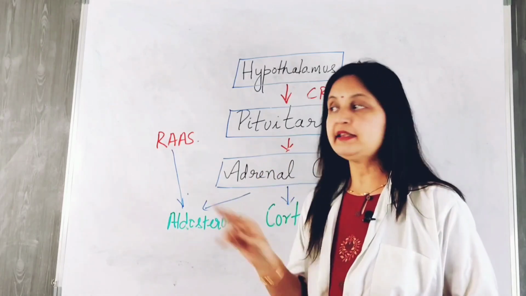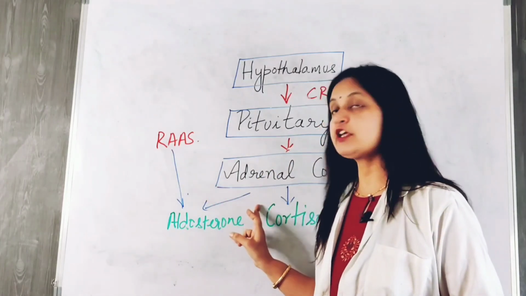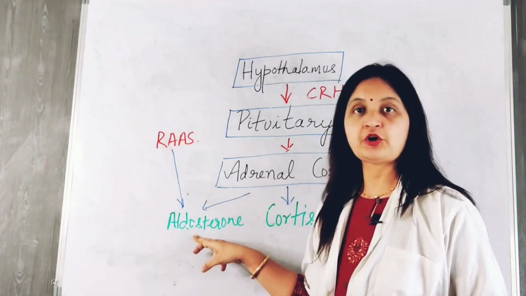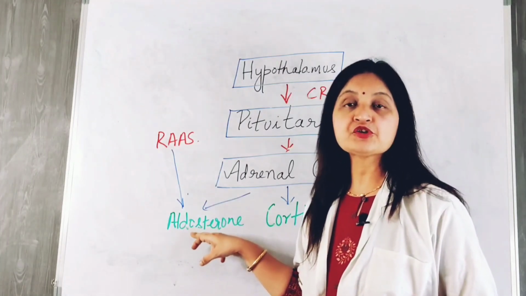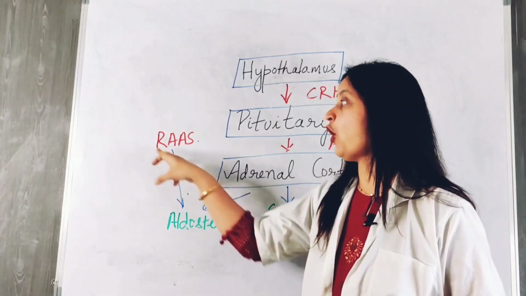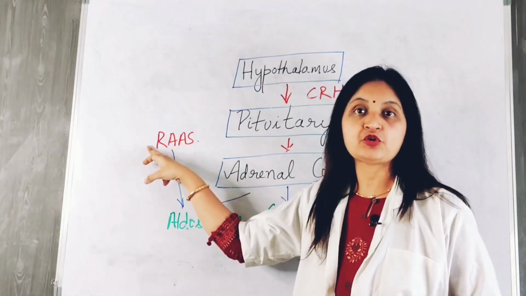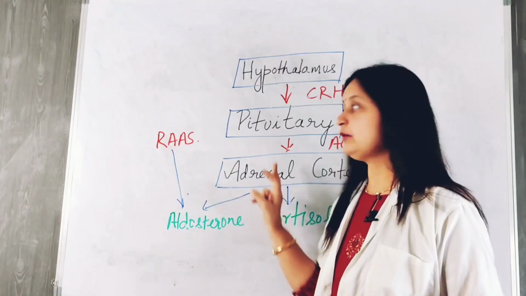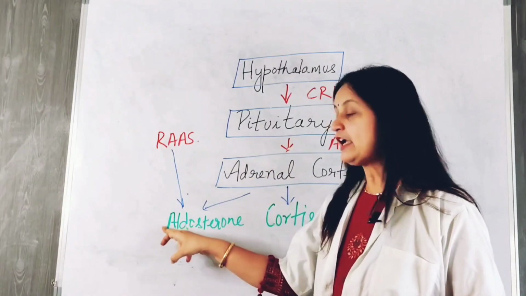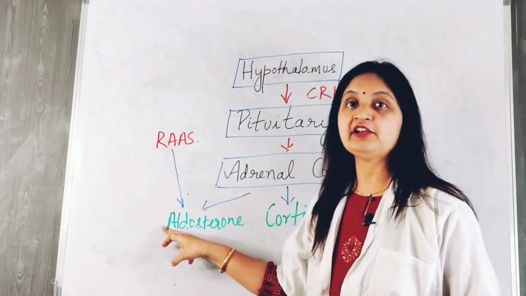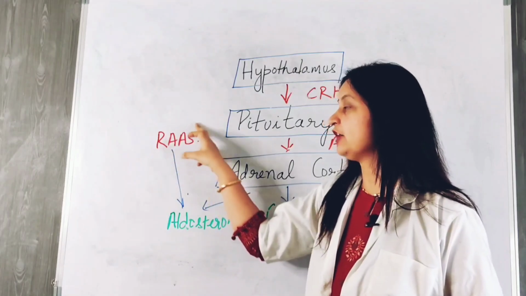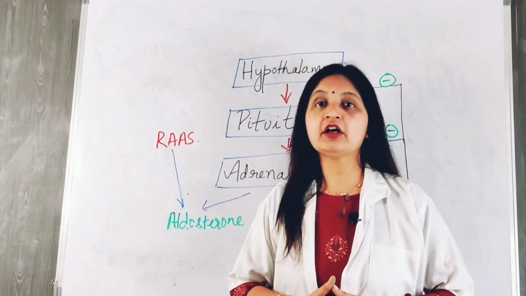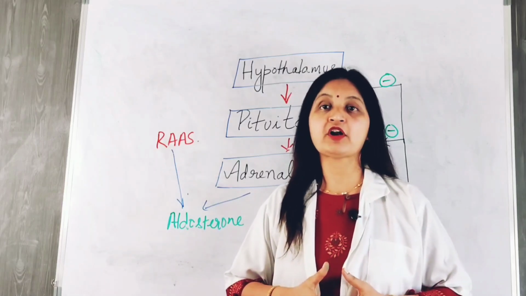It is to be noted that the adrenal cortex, besides producing cortisol, also synthesizes and produces aldosterone. But the regulation of aldosterone secretion is under the control of the renin-angiotensin-aldosterone system. So cortisol secretion is regulated by ACTH, but aldosterone secretion is under the regulation of the renin-angiotensin-aldosterone system.